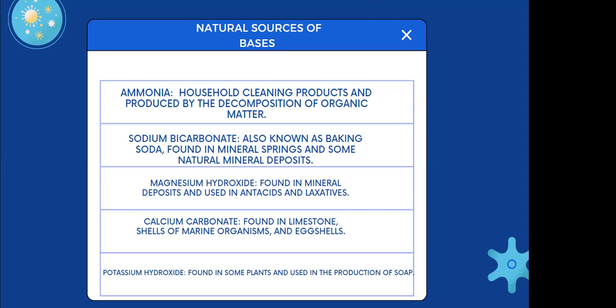Third is magnesium hydroxide. Again, it's found in mineral deposits and it's used in antacids. Can any one of you tell me what antacids are? You might have it in your home right now. Antacids.